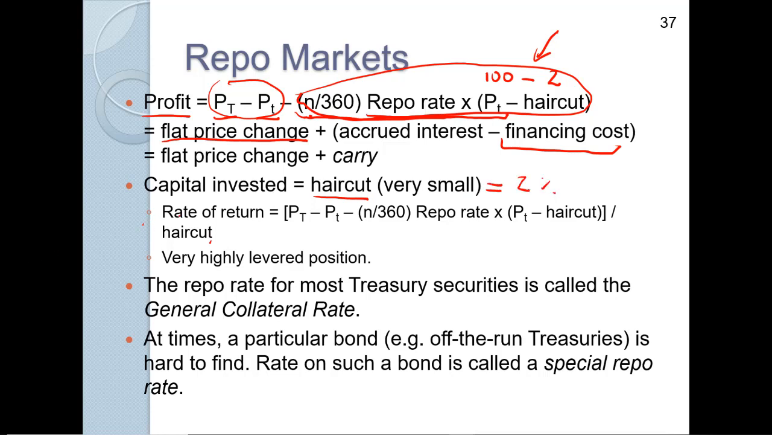Hence, your rate of return is going to be a very highly levered position. Because here you're going to get like some return, and you're only going to divide by the haircut to compute the return. So at the end, you're going to divide by 2. So as we're going to see, you can generate either large gains or large losses. The repo rate for most treasury securities is called general collateral rate. And for particular bonds, let's say the off-the-run bonds, this rate is called the special repo rate.